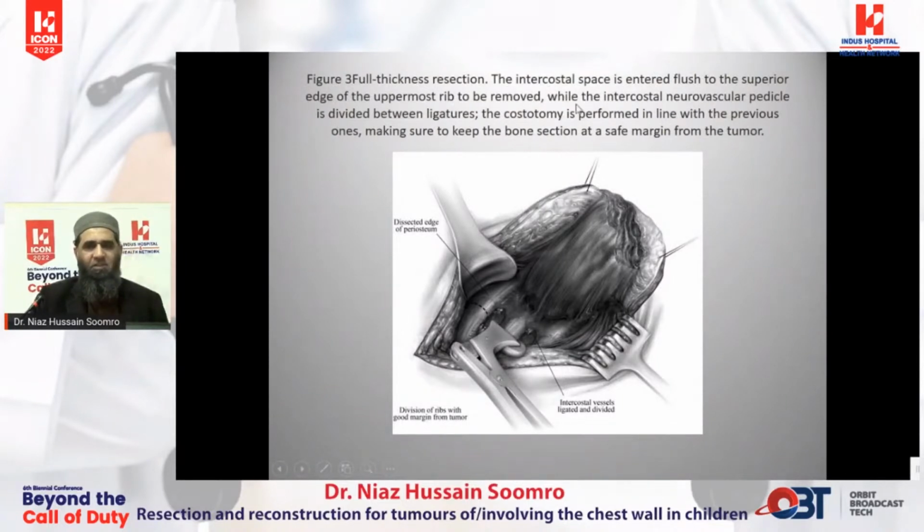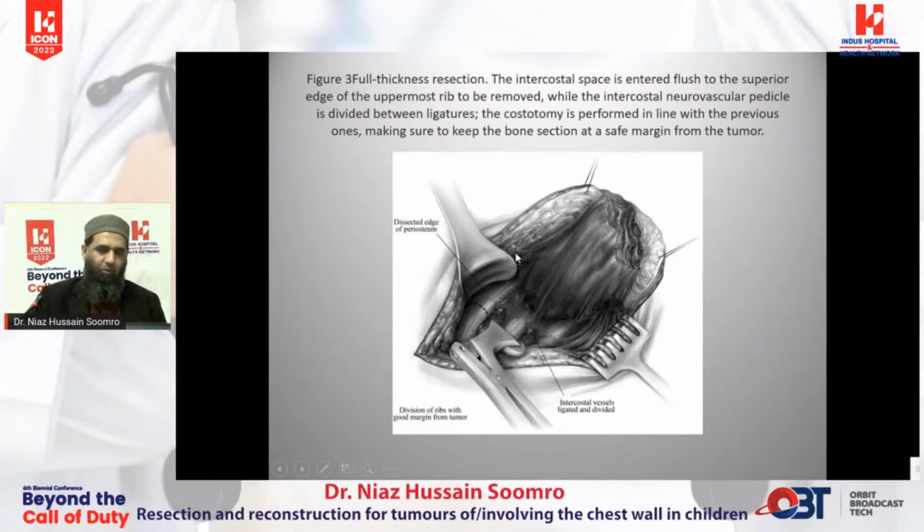The intercostal space is entered and the flash to superior edge of the uppermost border removed. You can see here the ribs are resected. This is the tumor. This is the tumor-free margin. Macroscopic margins are visible here, and the intercostal vessels and neurovascular bundle are visible here. It should be ligated, and this rib is resected from here.